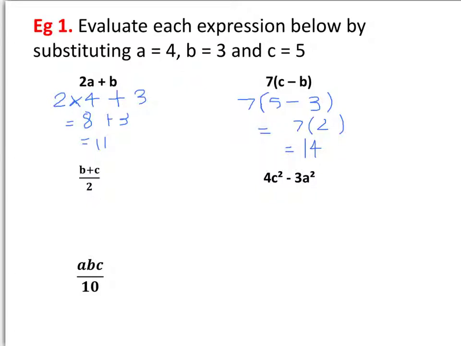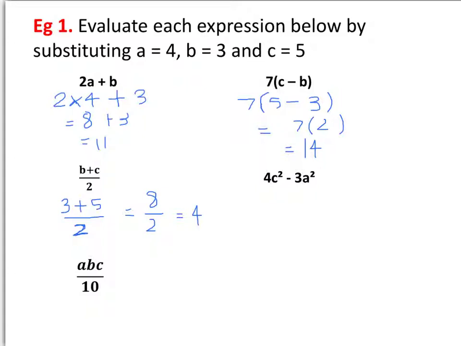Down here, when we substitute our values in, so the 3 replaces the b, the 5 replaces the c, and all of that will be divided by 2. So 3 plus 5 is 8, divided by 2 is 4.